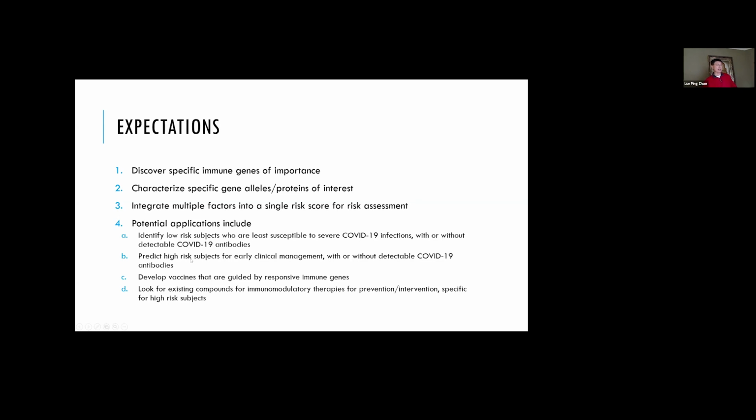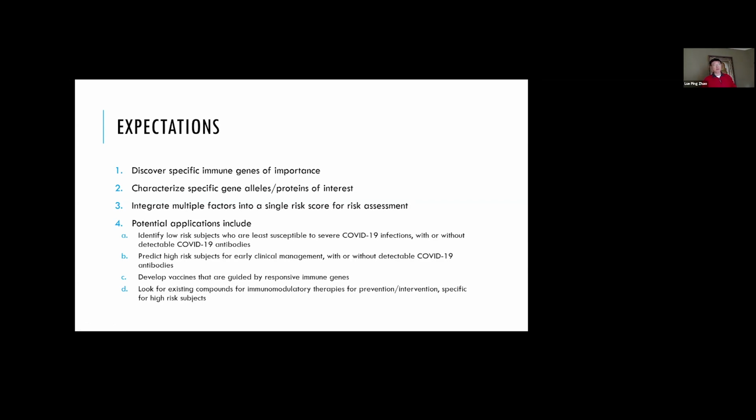And of course, the next one is that right now it's too premature, but if we have this kind of test, it may be useful to think about developing vaccines guided by those responsible immune genes. Because with this particular virus, we can really identify which specific antigen peptides to target and recognize. Maybe we can develop a vaccine with a very specific target. This is 20% of individuals.